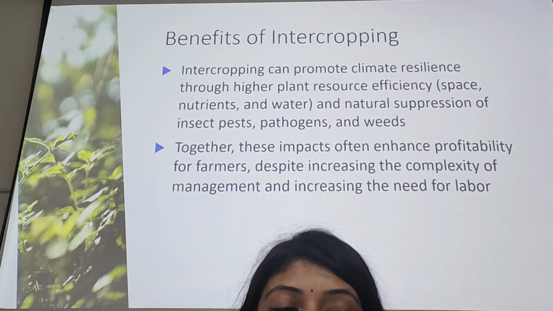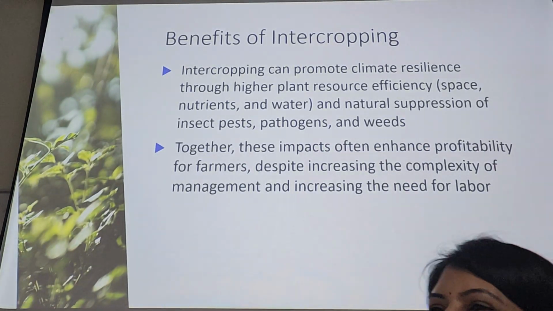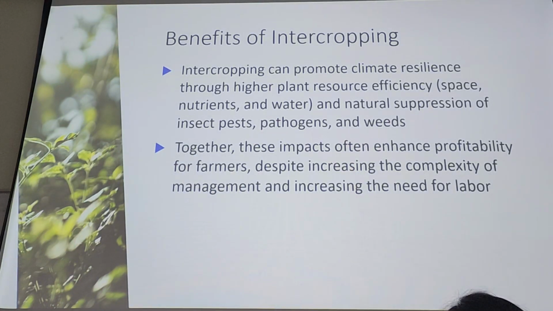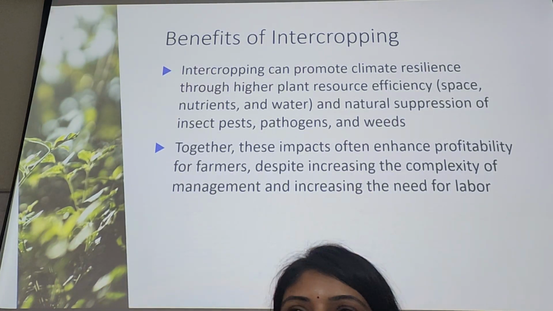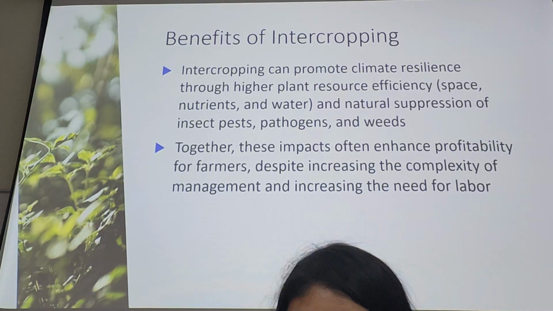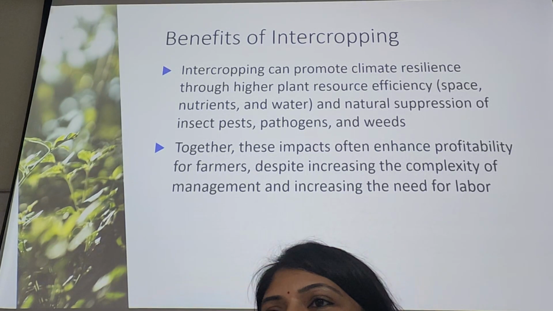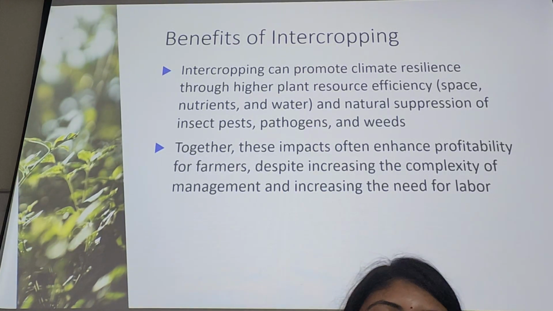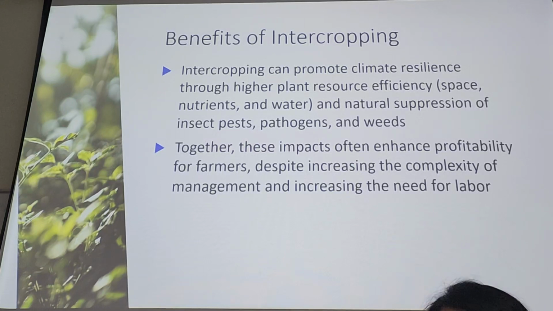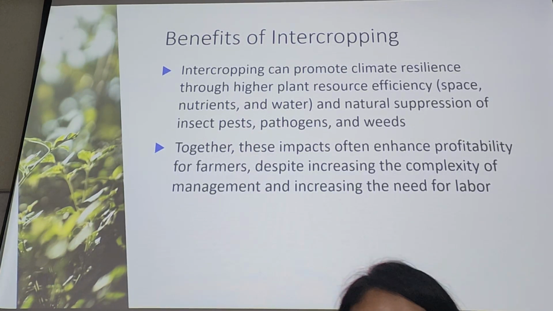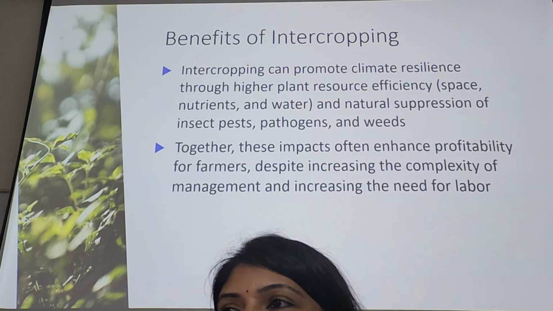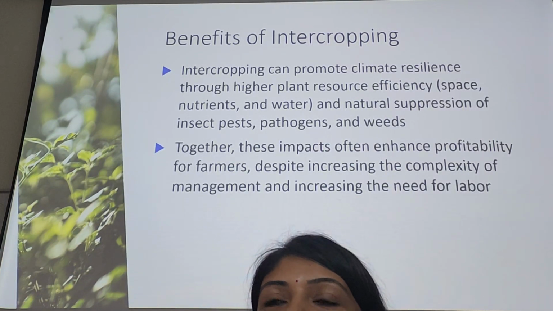Okay, so next we move to the benefits of intercropping. Intercropping, as we know, can actually promote climate resilience because we utilize whatever resources we have efficiently in terms of space, nutrients, and also water. Apart from that, there is also a contribution to natural suppression of insect pests, pathogens, as well as weeds. So together with all these benefits, there is usually a higher yield contribution to the crops that are intercropped.